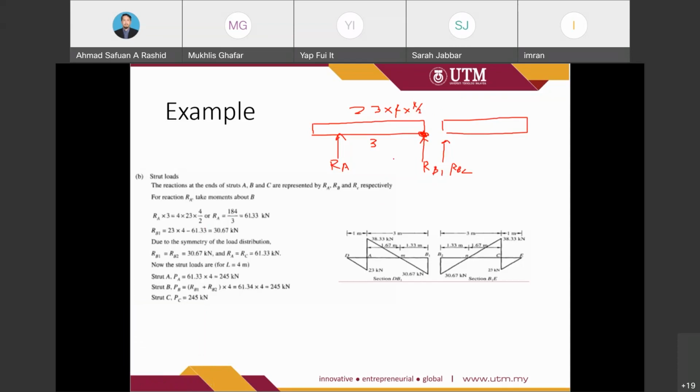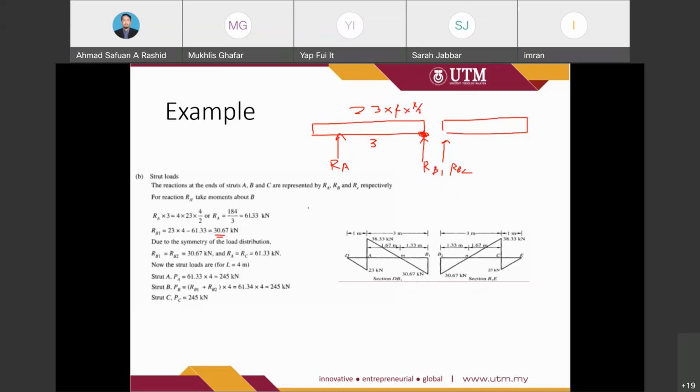So to get the RB, we need an equal value between the value from 23 times 4, which is equal to RA plus RB. So RB1 is equal to 30.67. Due to the symmetry of the load distribution, RB1 is equal to RB2 and RA is equal to RC.